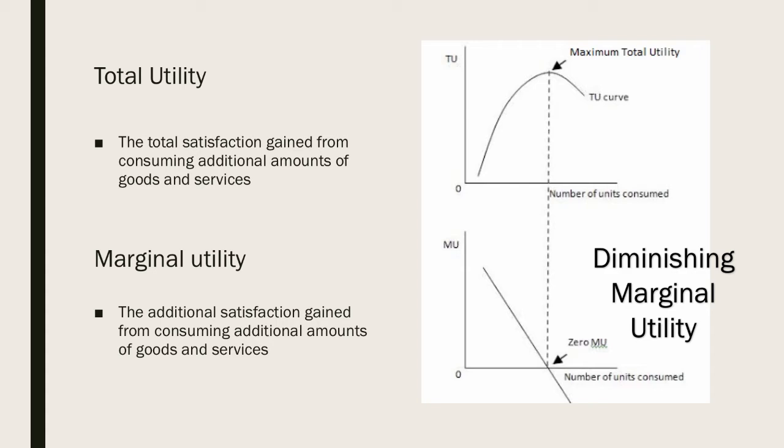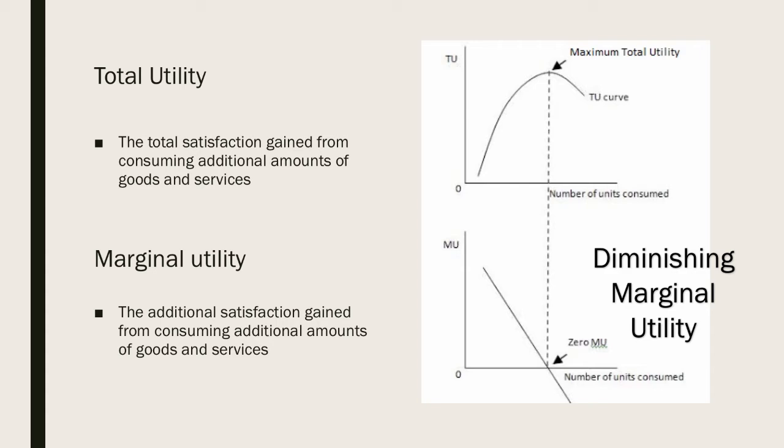So the marginal utility curve is going to be the slope of my total utility curve. So when I reach the maximum point of my total utility graph, the slope is 0, and on my marginal utility graph, that's represented by where the marginal utility curve crosses the x-axis.